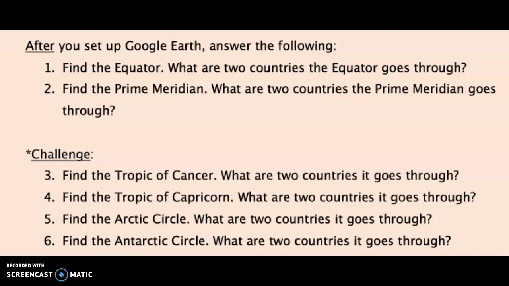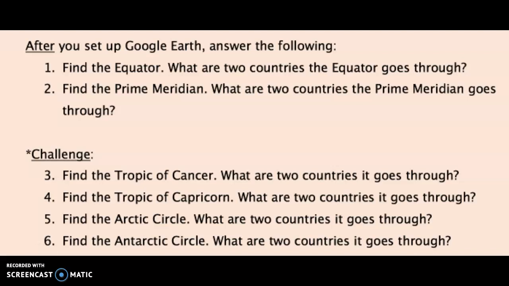After you've done that, you're ready to search for the prime meridian and answer the question, what are two countries the prime meridian goes through? Once you've done those two things, you're ready for the challenge part of the exploration.